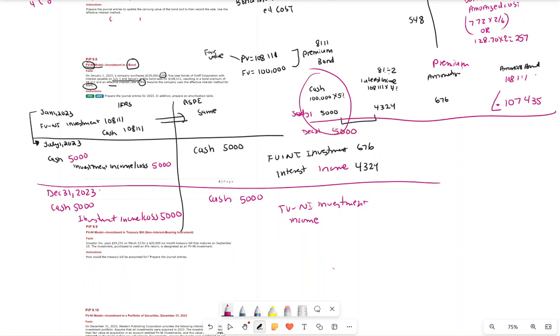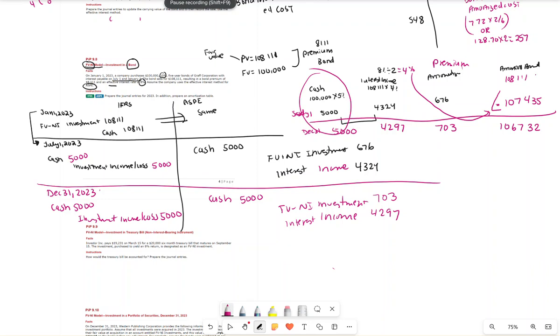The value here will be 4,297. Again, you are multiplying by the 4% of the carrying value. The difference between the both will be 703, and you'll get 106,732. That's what you will get. So we will have a fair value net income investment, and then we have interest income, and that will be your 4,297. I will have 703, and that's what my entry is.